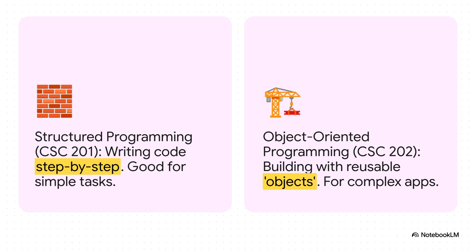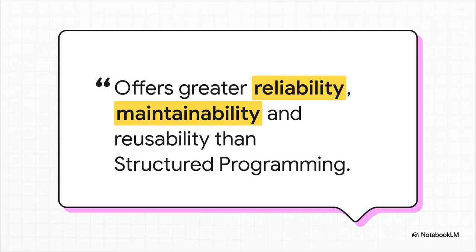Object-oriented programming, or OOP, is like being handed a set of pre-built, reusable parts, entire walls, windows, doors, that you can assemble into a way more complex building, way more efficiently. And hey, don't just take my word for it. The syllabus says it right here, crystal clear. This isn't just a different way to code, it's a better way for building serious software.